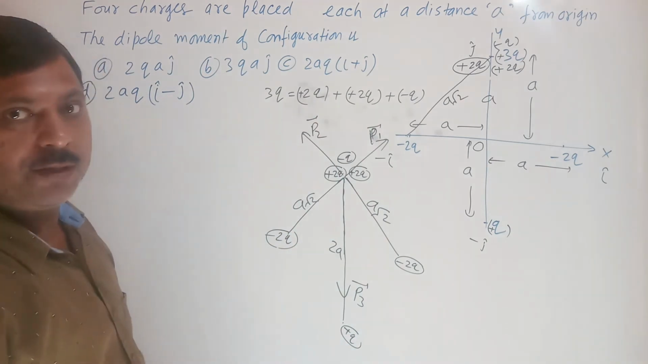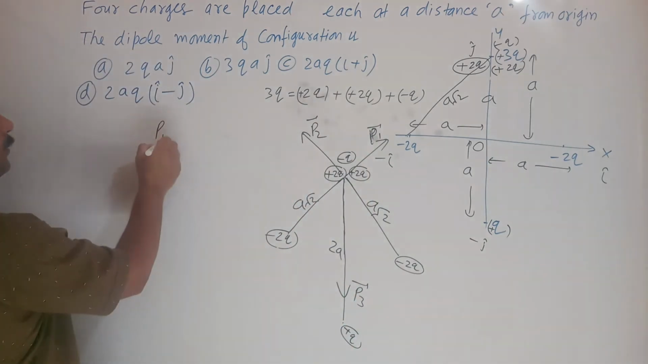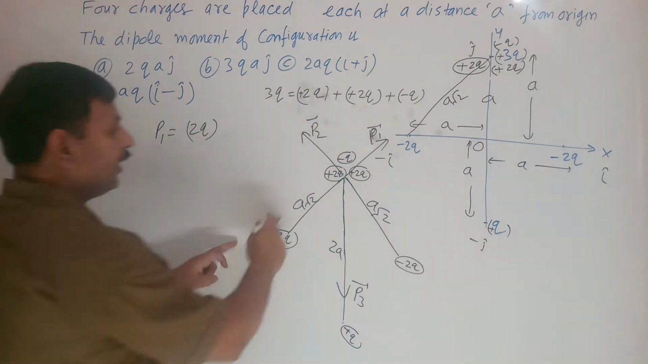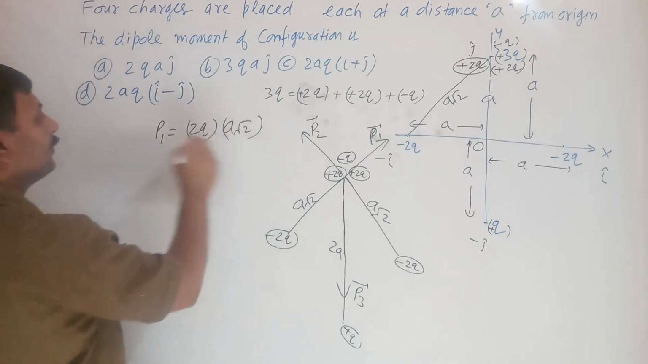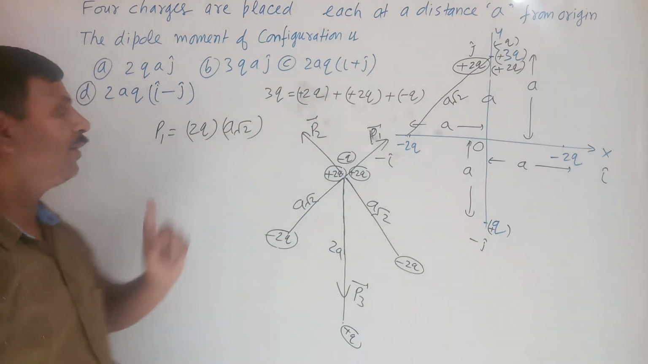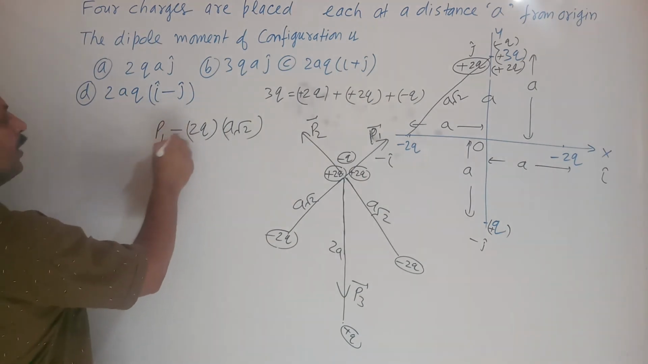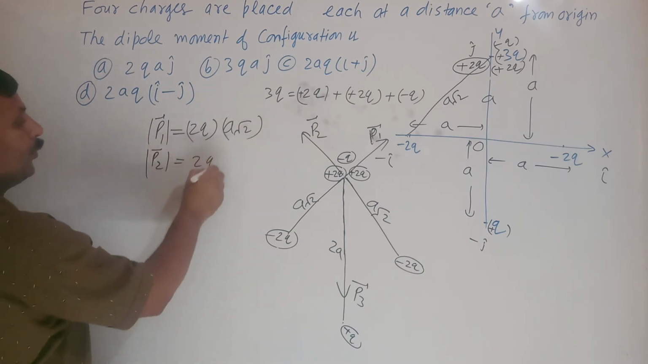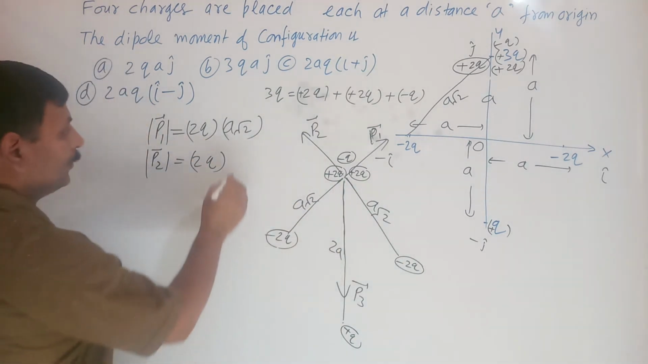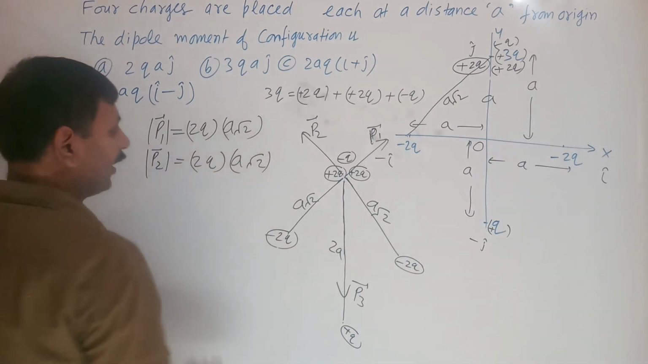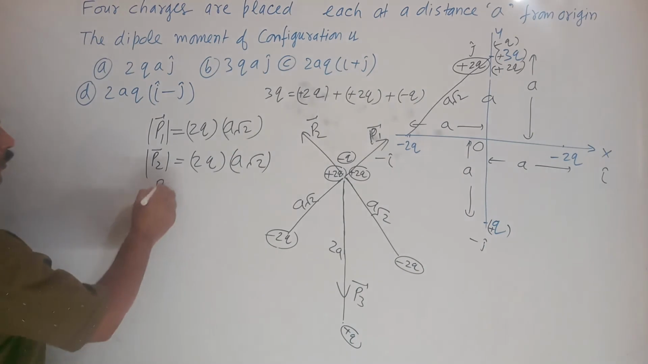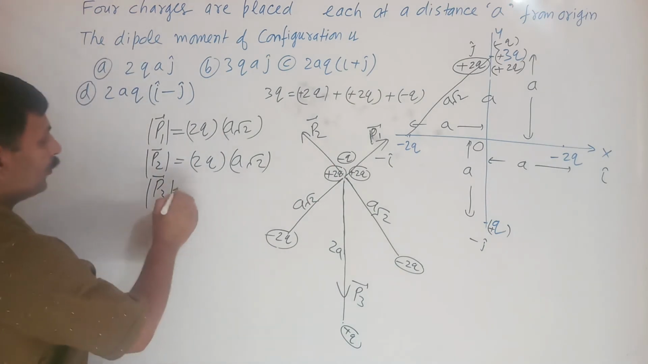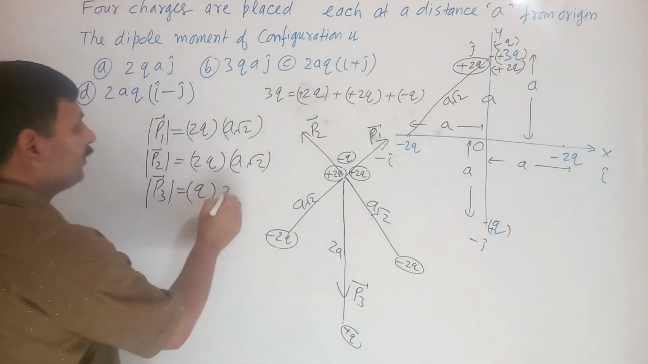Go for the magnitude of p1. So the magnitude of p1 will be what? p1 is equal to the charge 2q and the distance between them, that is a root 2. Same way, the magnitude of p2 will be 2q into a root 2. And if we go for the magnitude of p3, it is 1 of the charge, that is q, into the distance between the two charges, which is 2a.